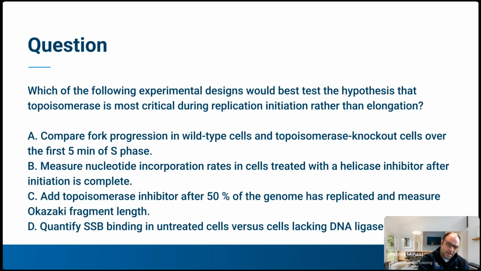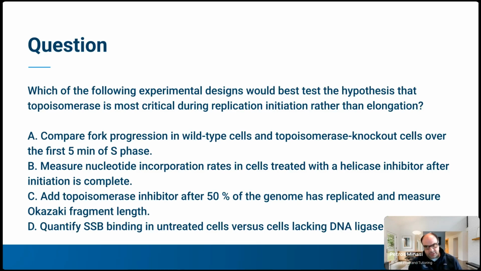Topoisomerase, it's all about unwinding. That's right. Right, Tegan? It's all about unwinding, right? All about kind of relaxing things, relieving that supercoil tension that's ultimately there. So if we wanted to evaluate things, we're probably going to be looking very specifically at the replication fork, right? That's chances are where we're going to want to be looking.